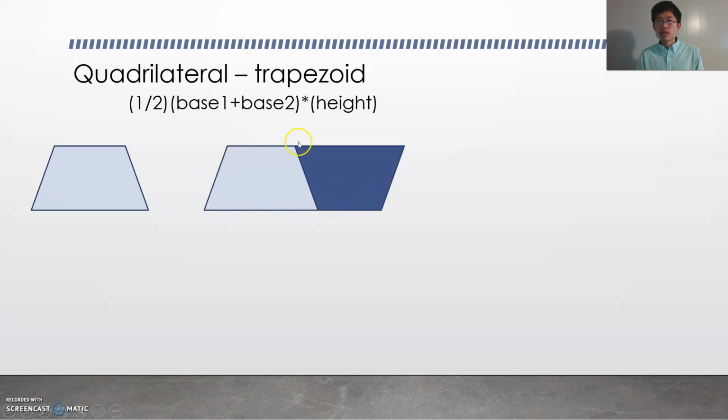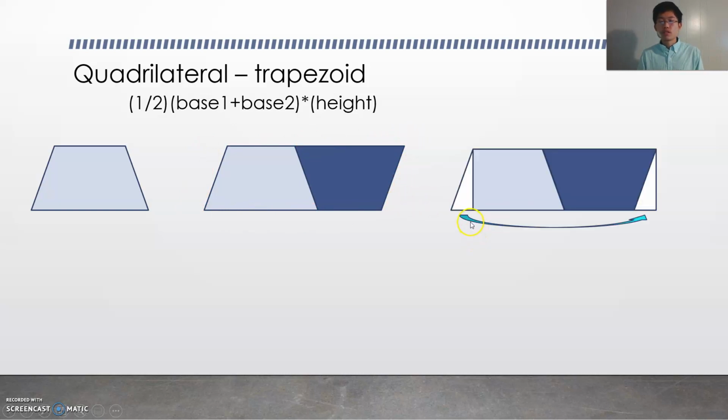This shape, it's familiar, right? It's a parallelogram, right? So you can do this again. Move this part, move it here. Now the base 1 plus base 2, here's that. Height is here, which is from here to here, or in this case here to here. Make sure you're making that 90-degree angle.